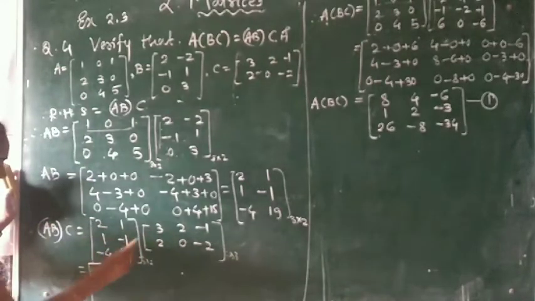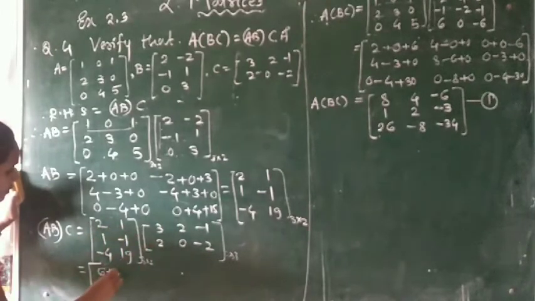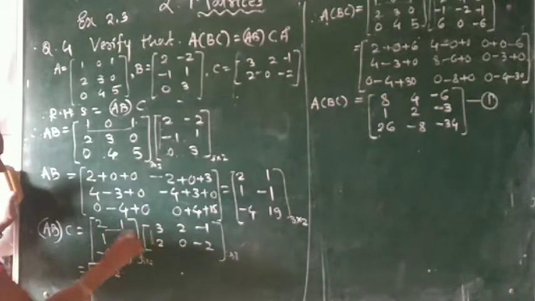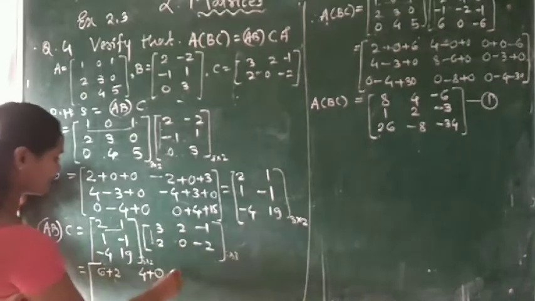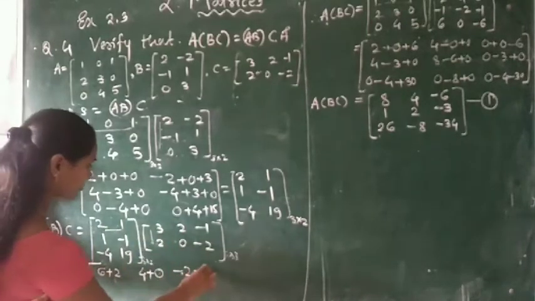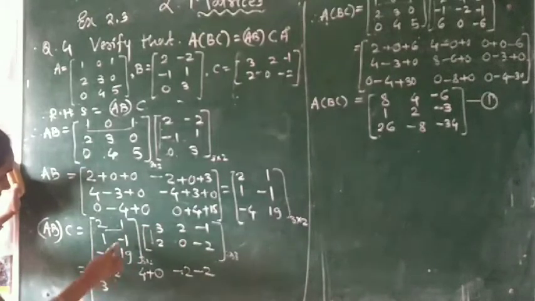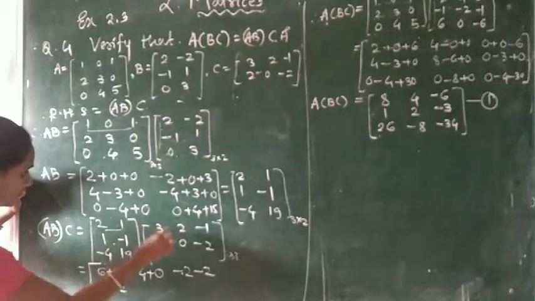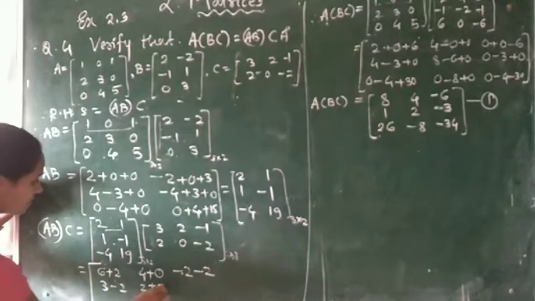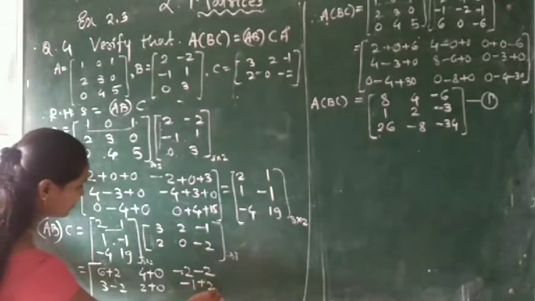Take multiplication. 2 into 3, 6 plus 1 into 2, 2. First row, first column. Now 2 into 2, 4, 1 into 0, 0. 2 into minus 1, minus 2, minus 1, minus 2. Again first row, second column: 1 into 3, 3, minus 2. Next 2, 1 into 2, 2 plus 0. 1 into minus 1, minus 1, minus minus plus 2.